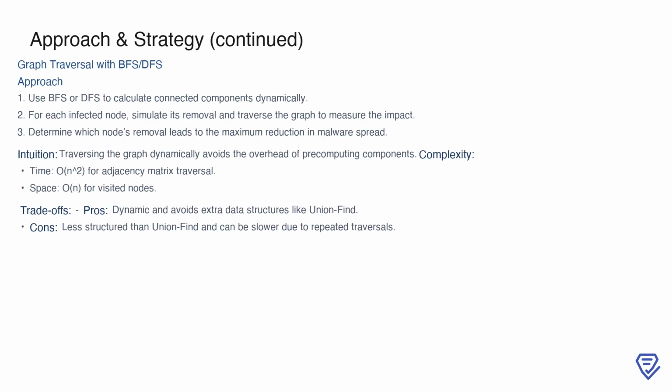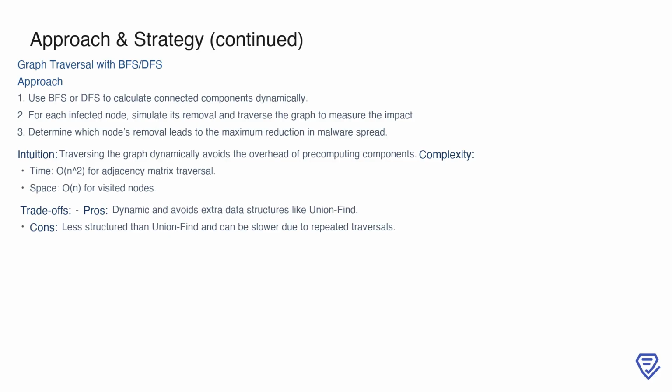Another approach is to use graph traversal techniques like breadth-first search, BFS, or depth-first search, DFS, to dynamically calculate connected components. Here, for each infected node, we simulate its removal and traverse the graph to measure the impact on malware spread. This approach avoids the overhead of pre-computing components, as the graph is traversed dynamically for each infected node.